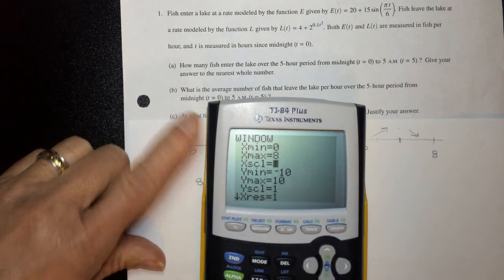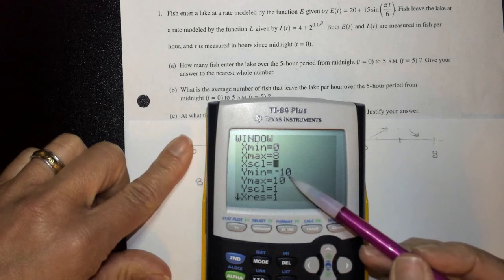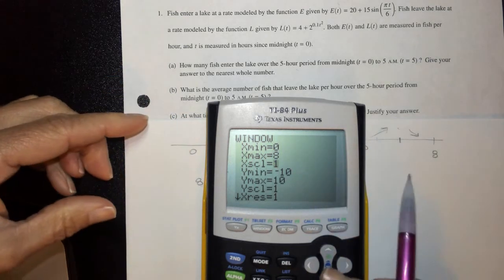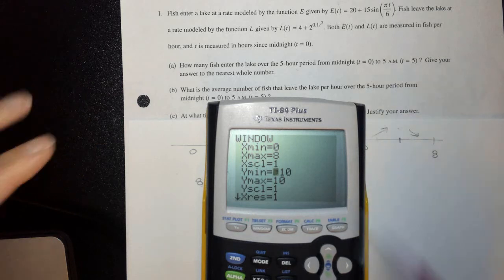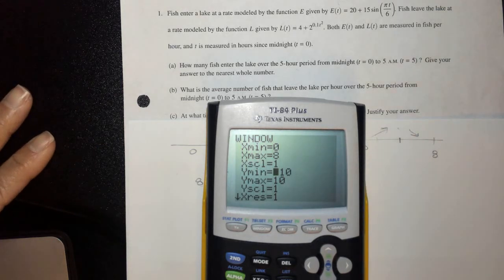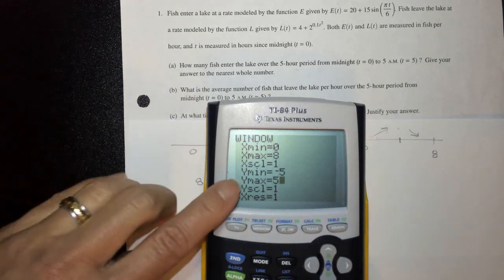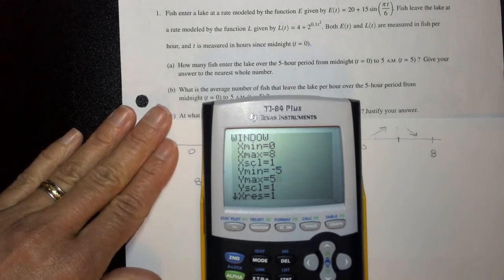And it doesn't matter that the scale is 1. This, for my y value, is -10 to 10. I don't think that really matters, but I'm actually going to shrink my window because this is a little bit smaller. This might not be right. If it isn't right, I go back and fix it. It's not a big deal. But I'm just shrinking my window just a little bit.